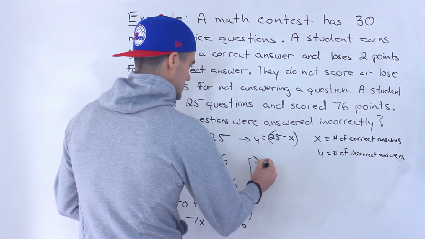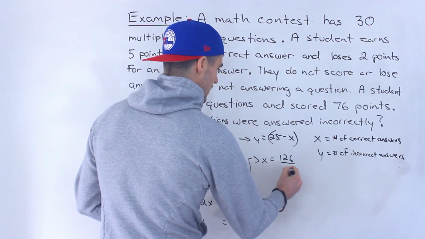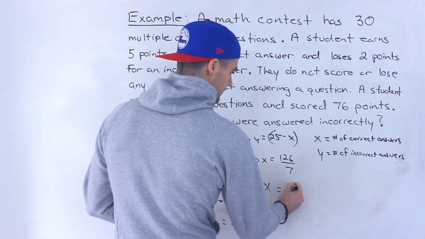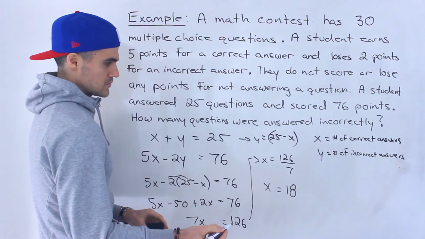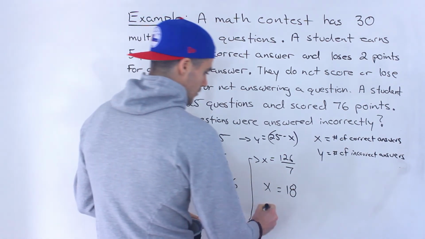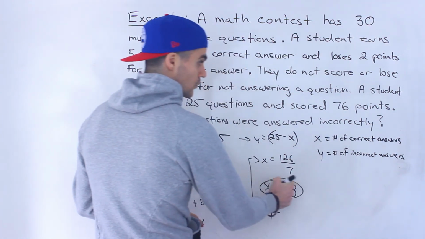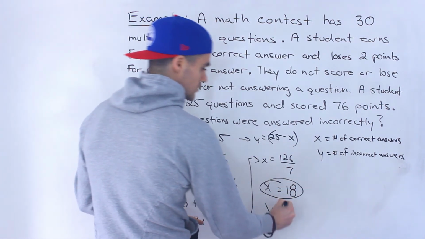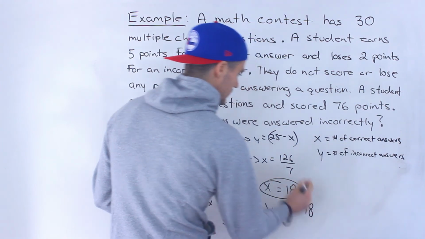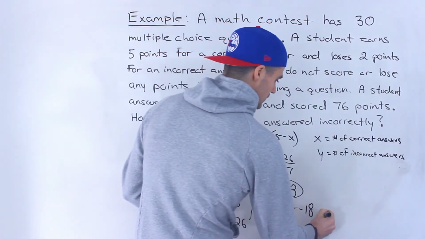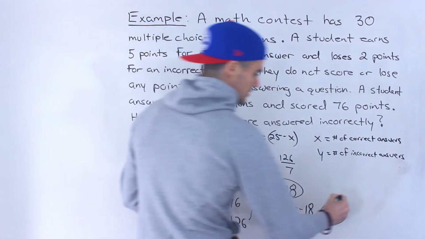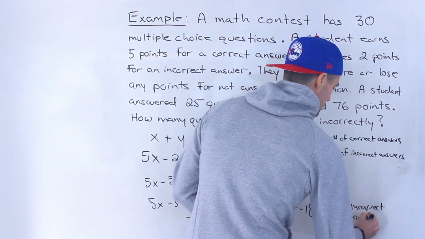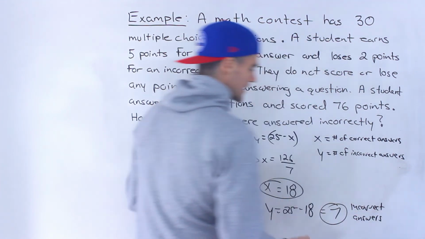So then, x is basically equal to 126 divided by 7, which would give us 18. Right, 126 divided by 7 gives us 18. And so that's the number of correct answers, but they're asking how many questions were answered incorrectly, so that's the y value, which would be 25 minus 18 from this equation, which would give us 7. So the answer is 7 questions were answered incorrectly. That's the final answer to the question.